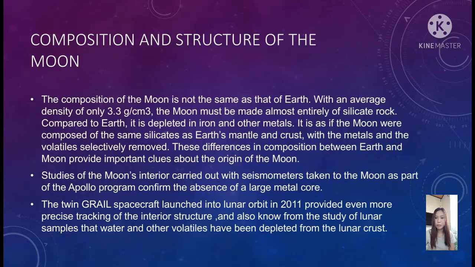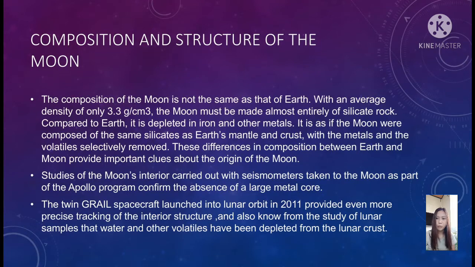Composition and structure of the moon. The composition of the moon is not the same as that of Earth. With an average density of only 3.3 grams per cubic centimeter, the moon must be made almost entirely of silicate rock. Compared to Earth, it is depleted in iron and other metals.